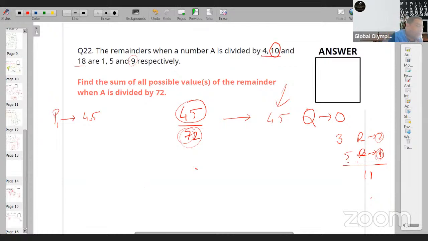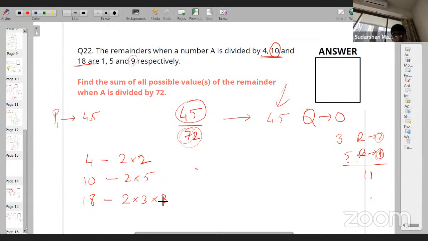He's saying that 4, 10, and in this case there are 3 numbers. So he's taking the LCM of all 3. So how do you take the LCM? We'll use the prime factorization. 4 is 2 into 2. And the 10 is 2 into 5. And the 18 is 2 into 3 into 3.